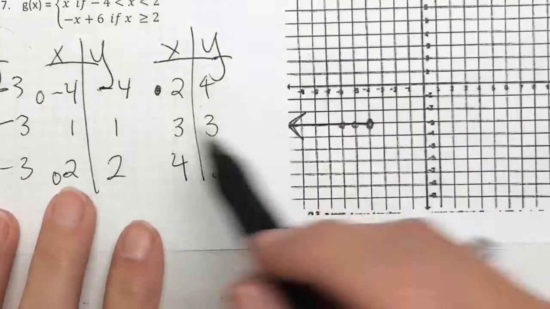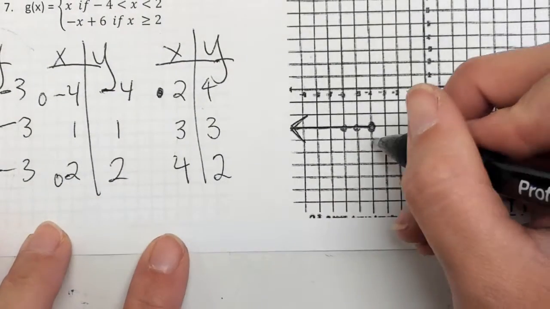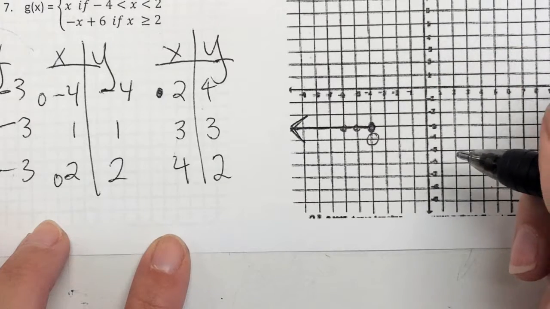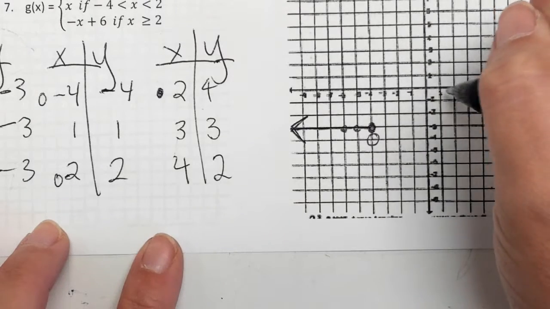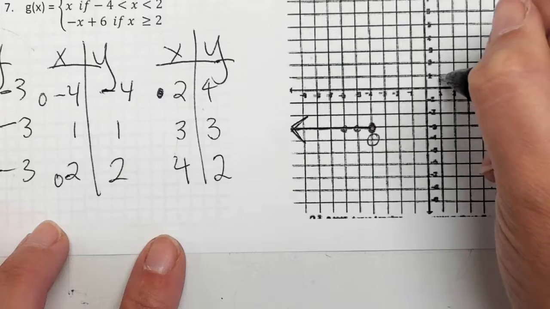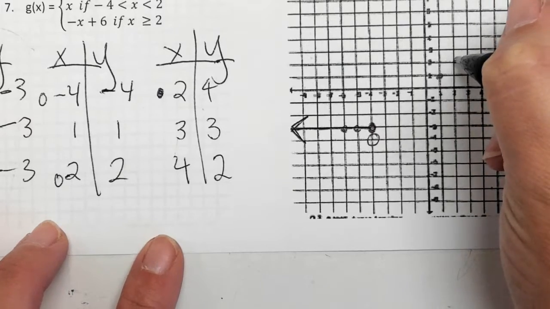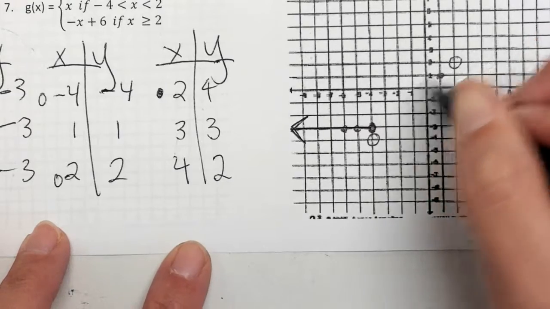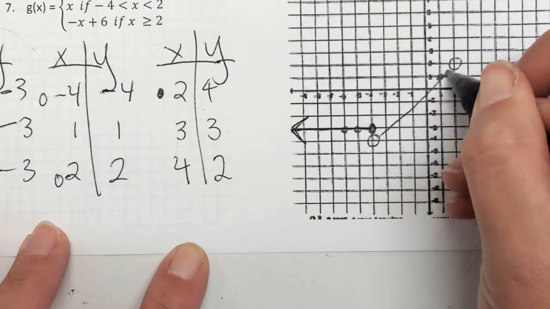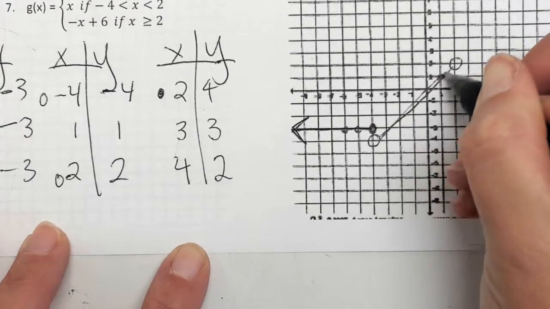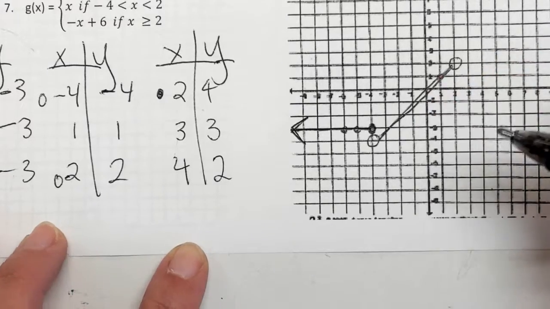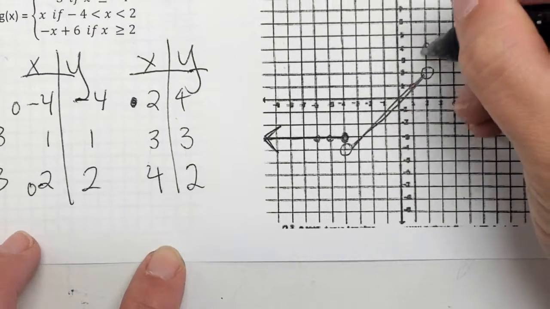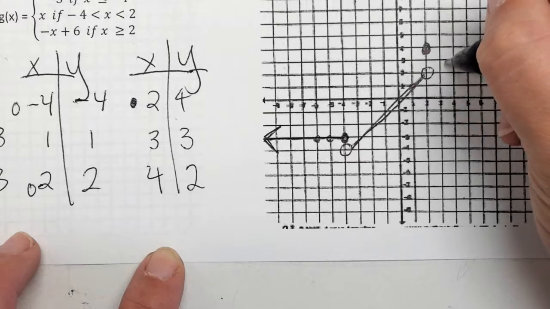Alright, my second piece right here, I'm going to graph -4, -4, open circle. Then I'm going to graph 1, 1. And 2, 2 should be open. And you can see that by these dots, it's going to make a straight line going this way. And then my last one, 2, 4 should be closed. Then 3, 3. Then 4, 2.